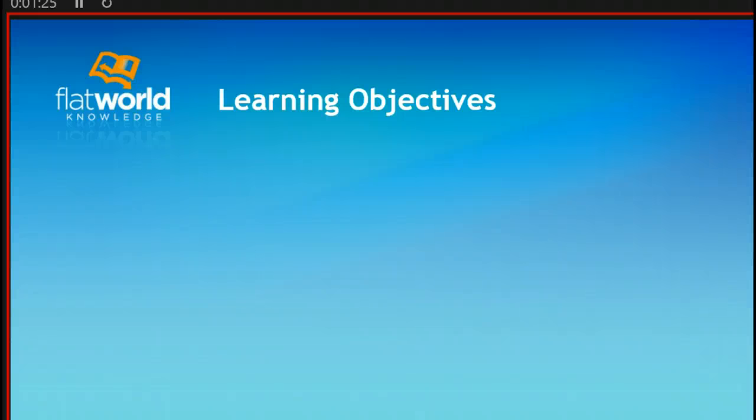Hello again. We're going to be talking today about Cooper and John textbook, chapter 18, and we're going to finally begin our exploration of macroeconomics. Some of our learning objectives for today.